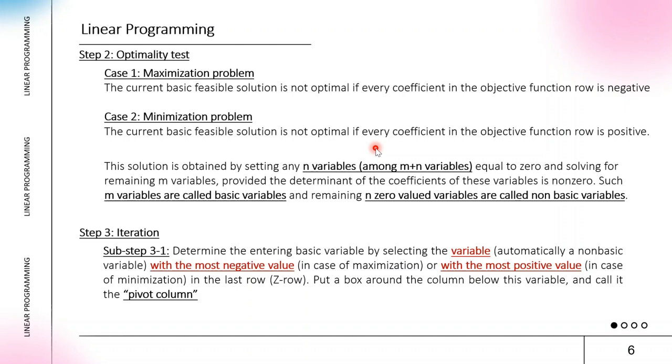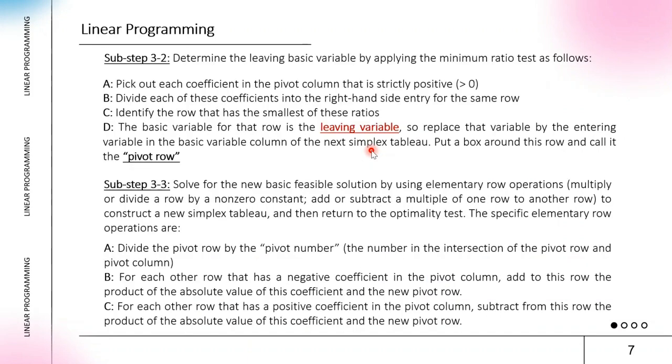This process is called the minimum ratio test and ensures that the new solution remains feasible. And in the last substep of step 3, substep 3, we use elementary row operations to form a new table.